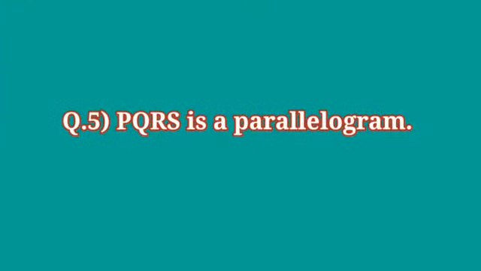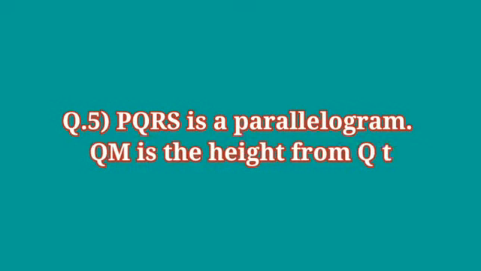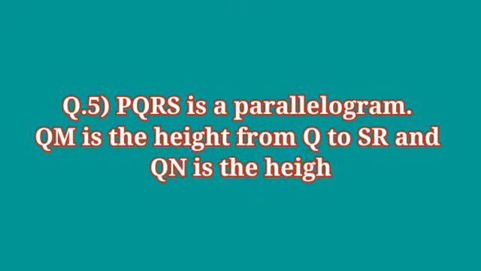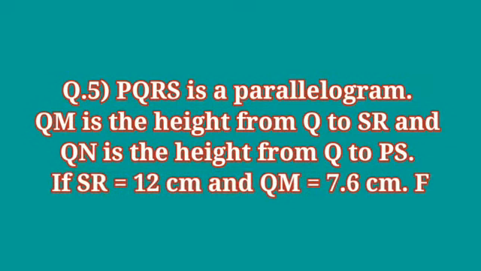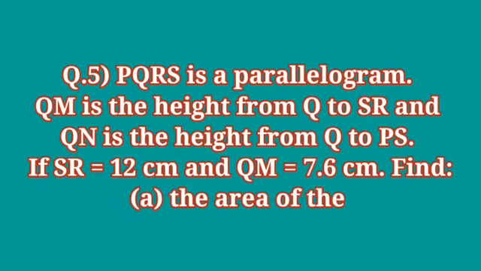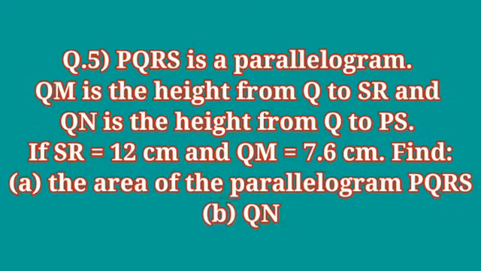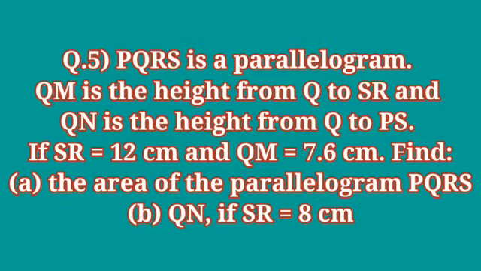Let's take question number 5. PQRS is a parallelogram. QM is the height from Q to SR and QN is the height from Q to PS. If SR is equal to 12 centimeter and QM is equal to 7.6 centimeter, find A. The area of the parallelogram PQRS. B. QN if PS is equal to 8 centimeter.